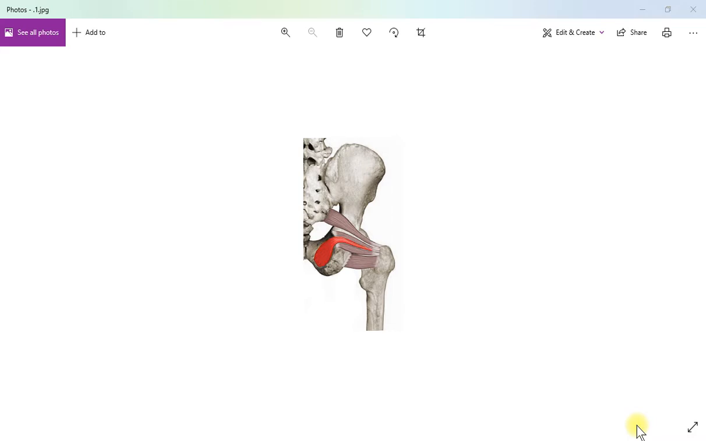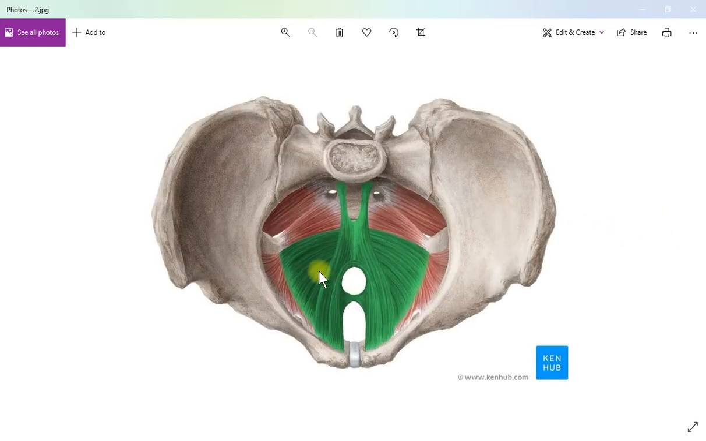Today we will talk about the pelvic muscles in a very short way. Pelvic muscles are formed in two groups. The first one is this one, the piriformis, and this red one is the obturator internus. This is also associated with the lower limb. The second part is levator ani and coccygeus.